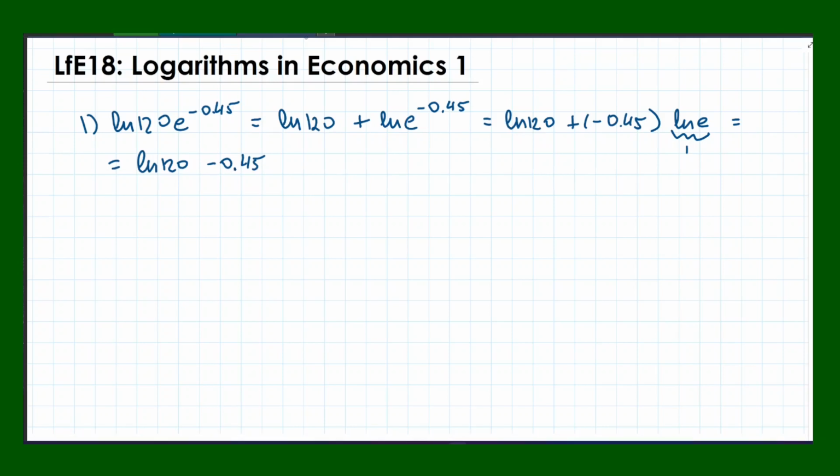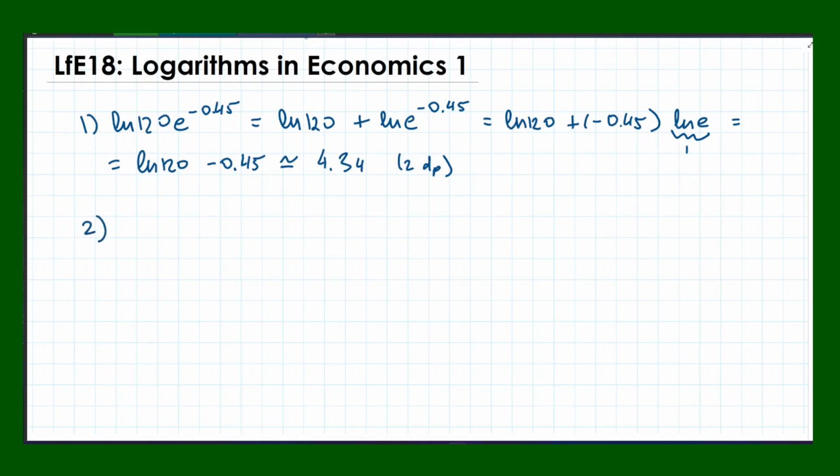Now, this is an exact answer, but it is a difference. If you actually wanted to express this as one number, then you can just put it into the calculator. And the rounded answer to this would be 4.34 to 2 decimal places.